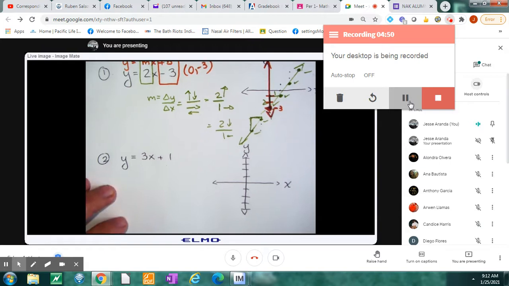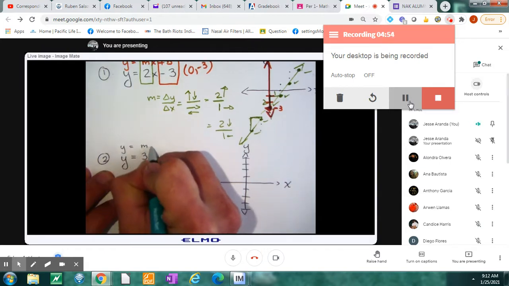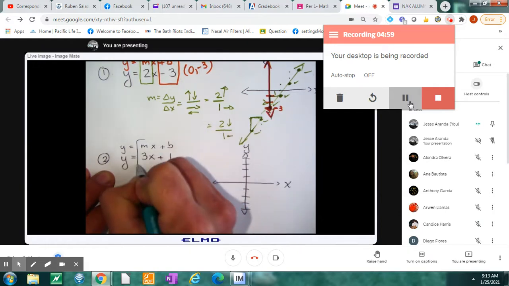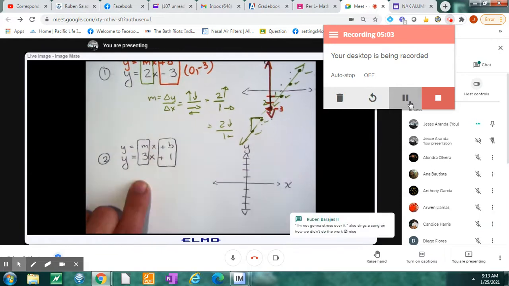All right, here we go. So y is equal to mx plus b. Yep, I can graph it, because it's in that form.